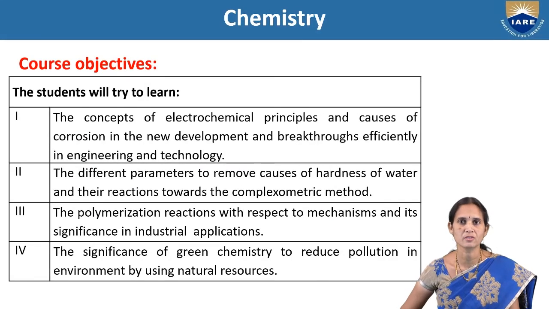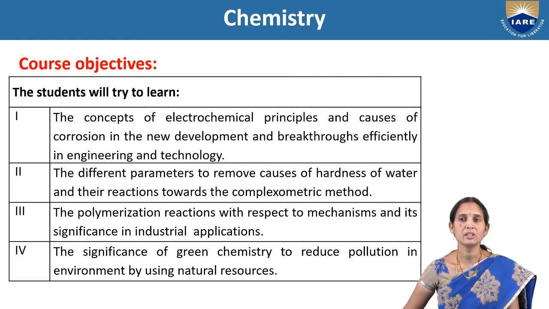Course objectives: the students will try to learn. The teacher will frame the course objectives, what the students will try to learn. The students will try to learn the concepts of electrochemical principles and causes of corrosion, in new development and breakthrough efficiently in engineering and technology. So this is the first objective. We are discussing here that the students will try to learn about electrochemistry and corrosion.